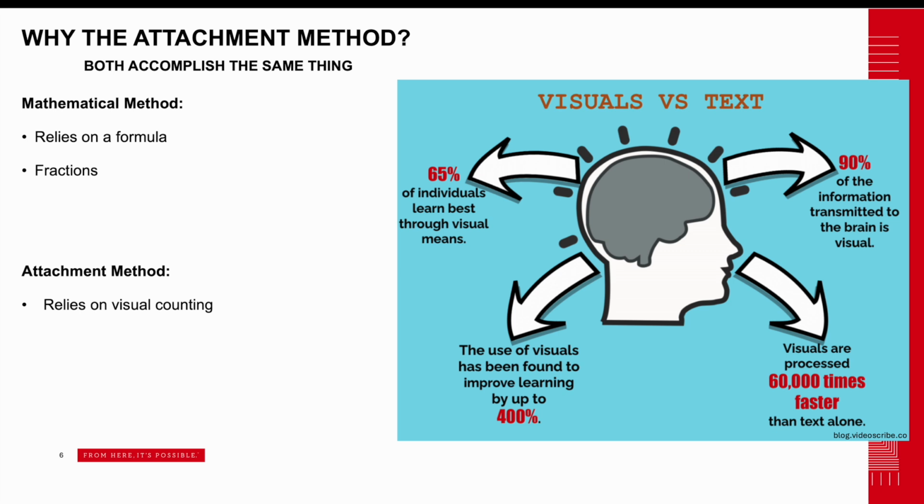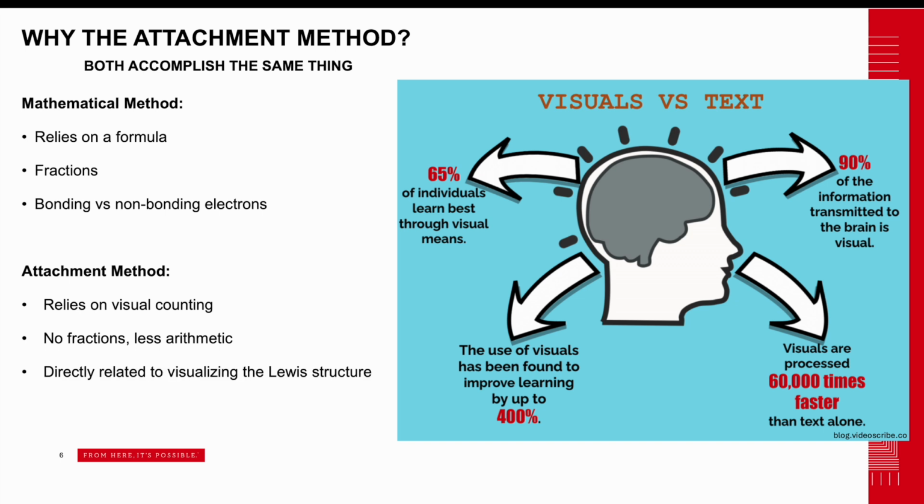There are fractions in the math method, but the visual method has no fractions, less arithmetic. In the math method, you need to know the difference between bonding and non-bonding electrons, but in the attachment method, we don't care. You see a dot, you see a line, that's an attachment. It's directly related to visualizing the Lewis structure. Finally, the math method has that separate calculation step where you can make a mistake, but with the attachment method, you're just looking at the page and seeing what's there.